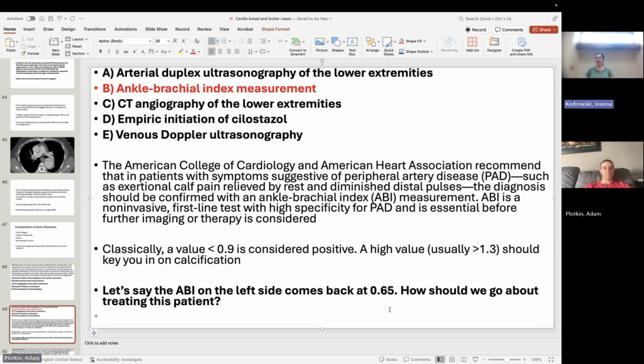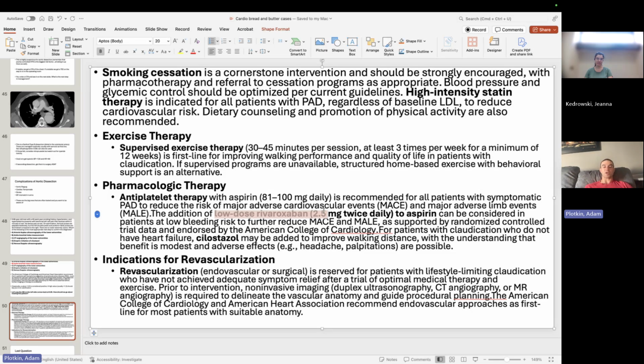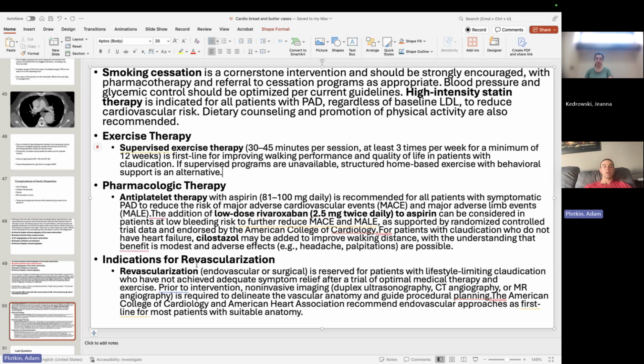Say medical management, aspirin, statin, exercise program. Yep, 100%. So everyone gets smoking cessation, everyone gets supervised exercise, and everyone's going to be put on aspirin. They're going to be put on a statin. There's new data that shows rivaroxaban with the aspirin is also pretty effective as well. Probably too early for that to show up on STEP.